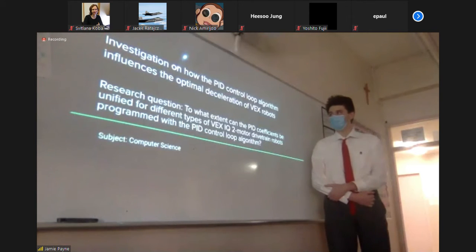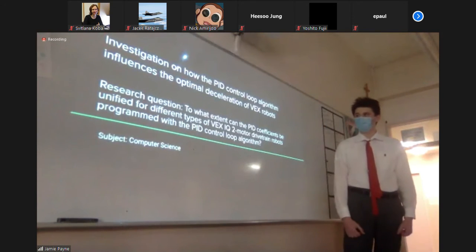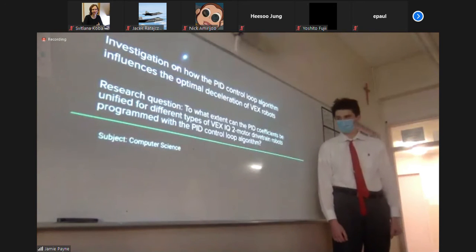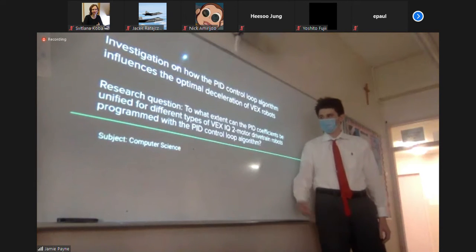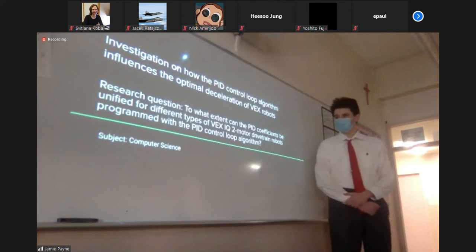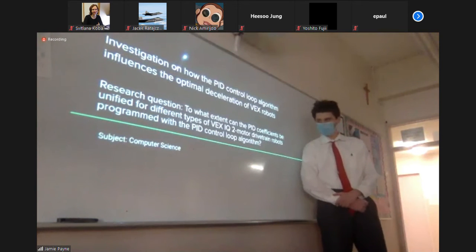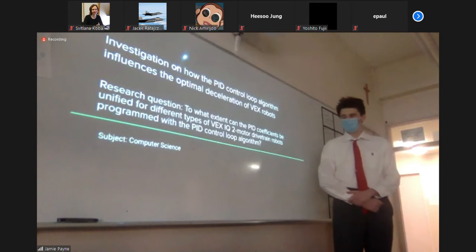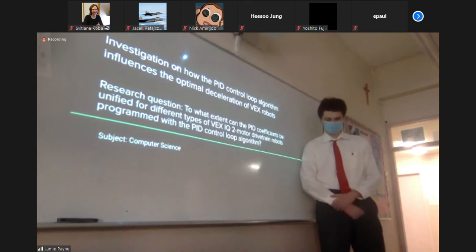Investigation on how the PID control loop algorithm influences the optimal deceleration of VEX robots. The research question is, to what extent can the PID coefficients be unified for different types of VEX IQ two-motor drivetrain robots programmed with the PID control loop algorithm?